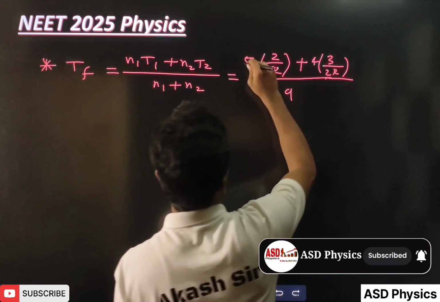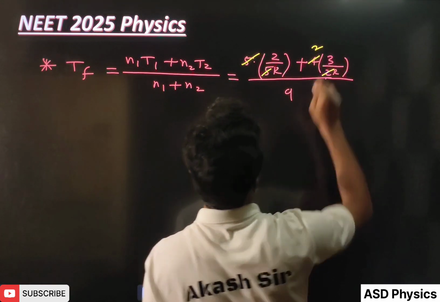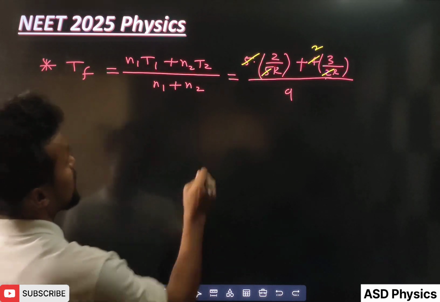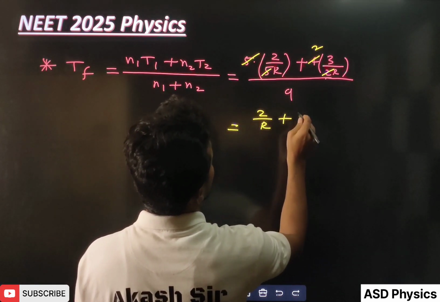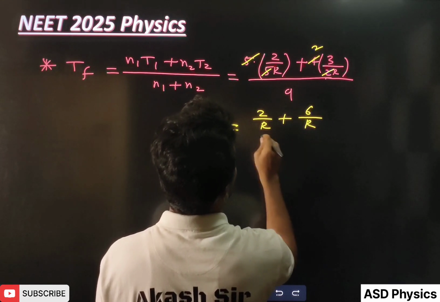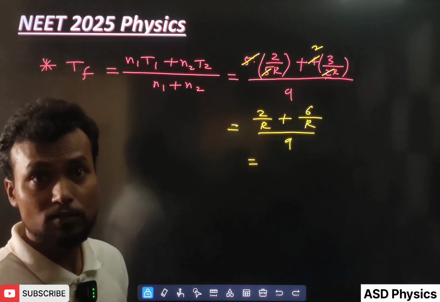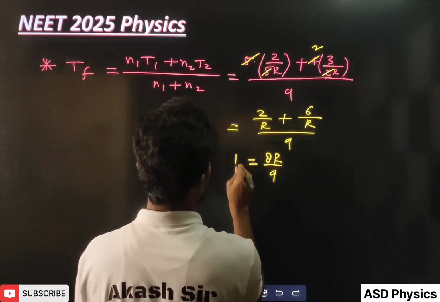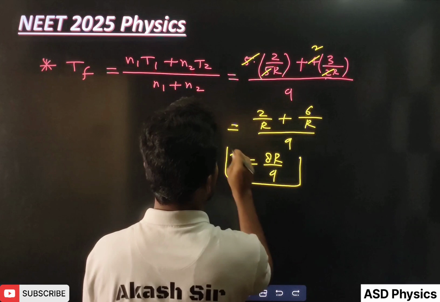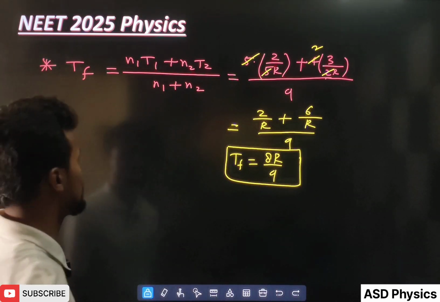See, anyhow this 5 is cancelled, and 2 2 is 4. Okay, so what will become here? This will become 2 by R plus 6 by R, all by 9. So it will become 2 by R plus 6 by R, 8 by R by 9. So it will become 8 by 9R. That is the final temperature. Okay. Respective units we can use here.